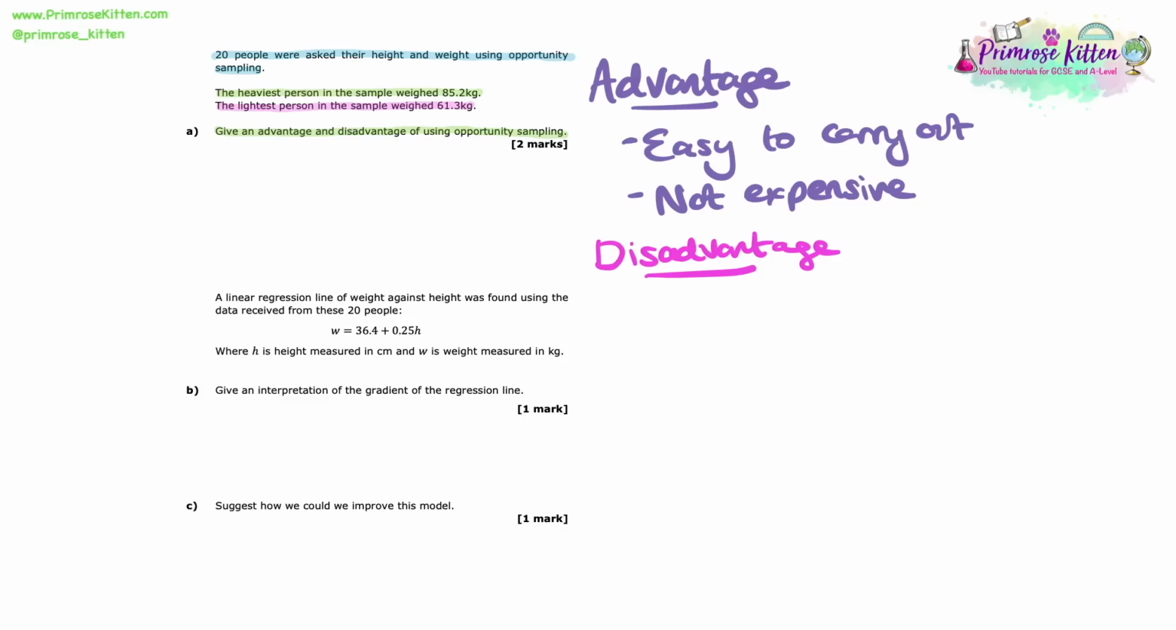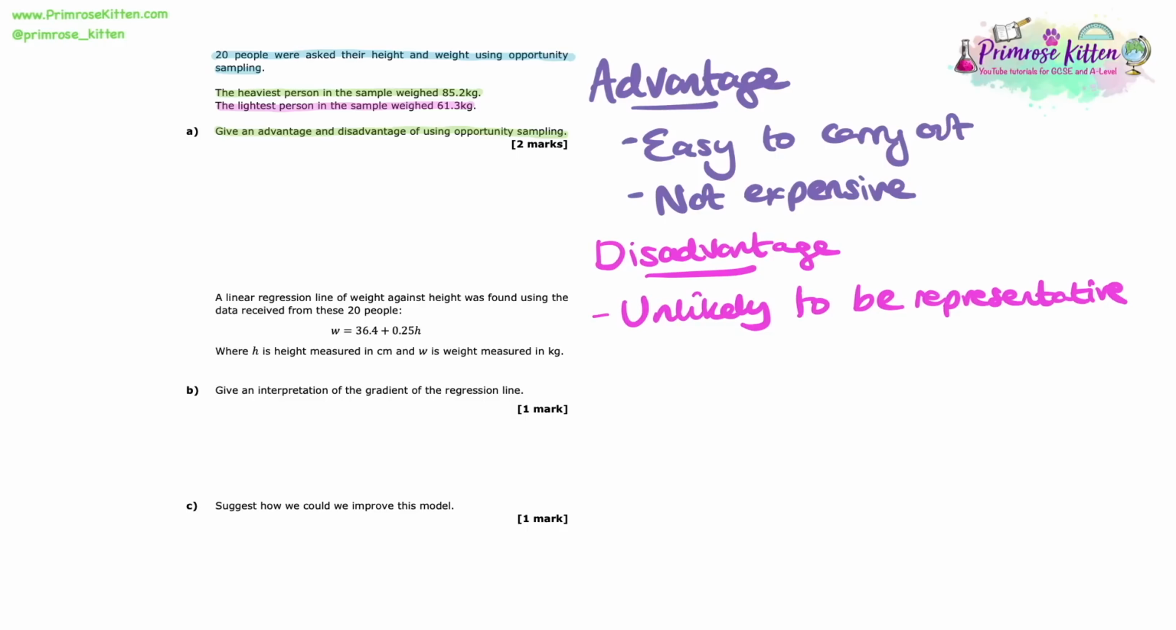Our second mark comes from giving a disadvantage. So the main disadvantage here is that it's unlikely that the data you get will be representative. And for this reason, opportunity sampling often isn't ideal.